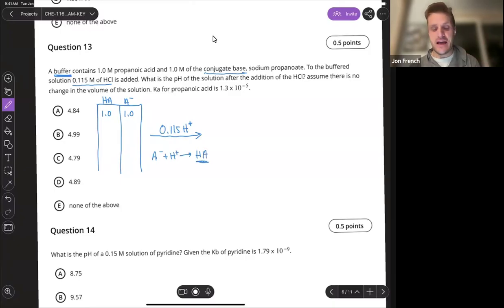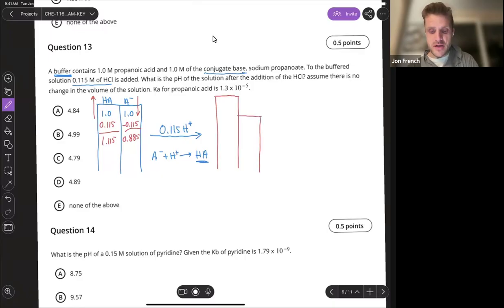So it should make sense. If you're adding an acid, I should expect to see that concentration go up at the expense of the concentration of my conjugate base. That concentration should go down. So we want to add to our acid side. So I'm going to add 0.115, so 1.115, and I'm going to subtract here 0.115, so what's that, 0.885, I think. All right, so after the acid reacts, it is all gone.